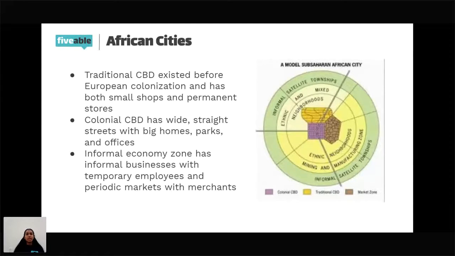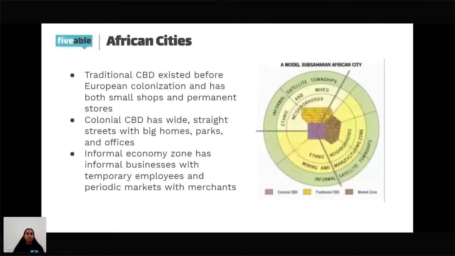And aside from the CBD, there's these residential areas around it, and people are usually divided by ethnicity in the African city model because when the Europeans came in, they divided Africa however they wanted. So a lot of different ethnicities were placed next to each other in the same city rather than in their own distinct countries like they used to be. So they naturally divided into their own little ethnic enclaves in this residential area.